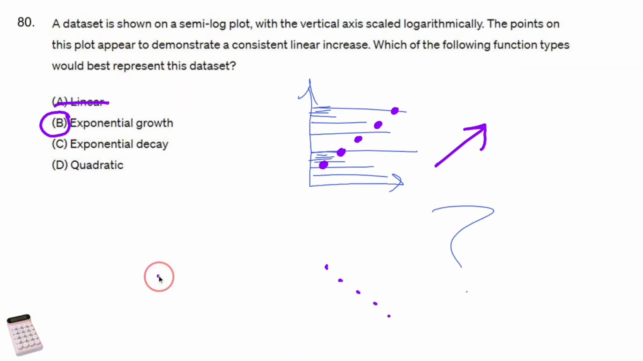Okay? If these dots look like this, then we don't have exponential growth or exponential decay. And you're thinking, but it looks like exponential growth. I know, but if it's graphed on a semi-log plot, it's not, because everything is scaled differently. So it's not quadratic. That's just a throw-in option that I gave you. But it's either going to be exponential growth or exponential decay. And in this case, it's exponential growth.